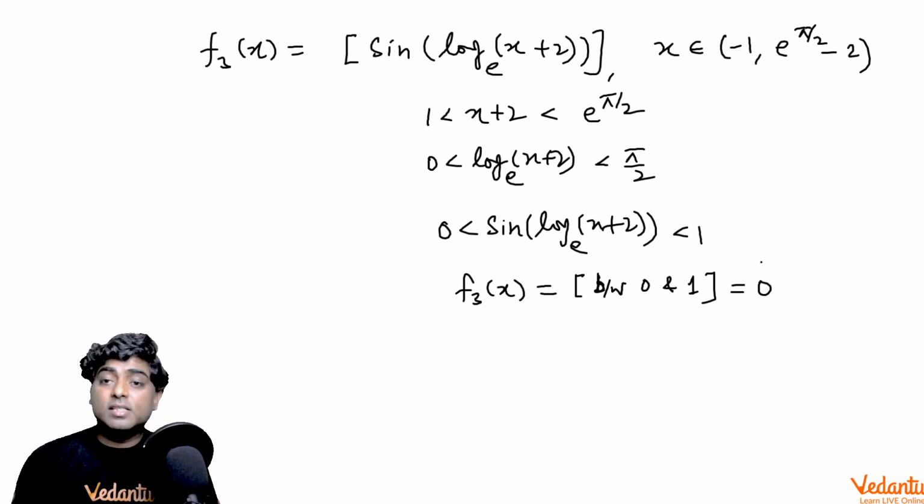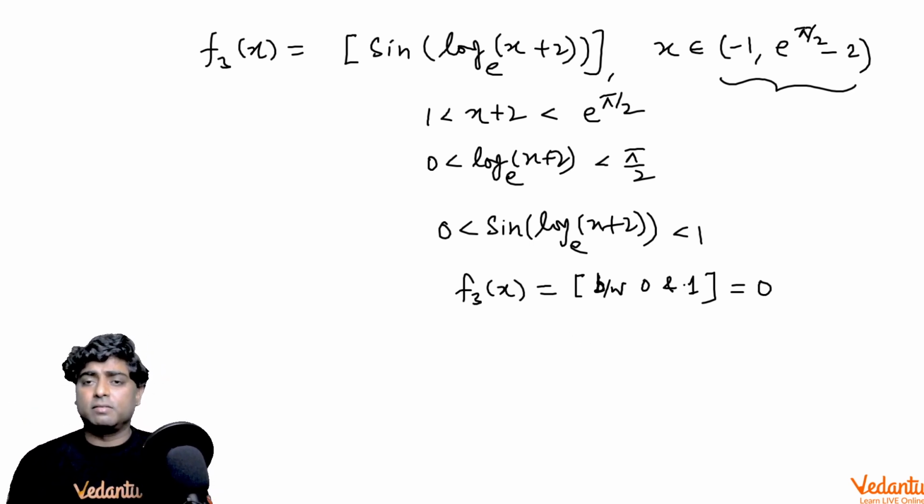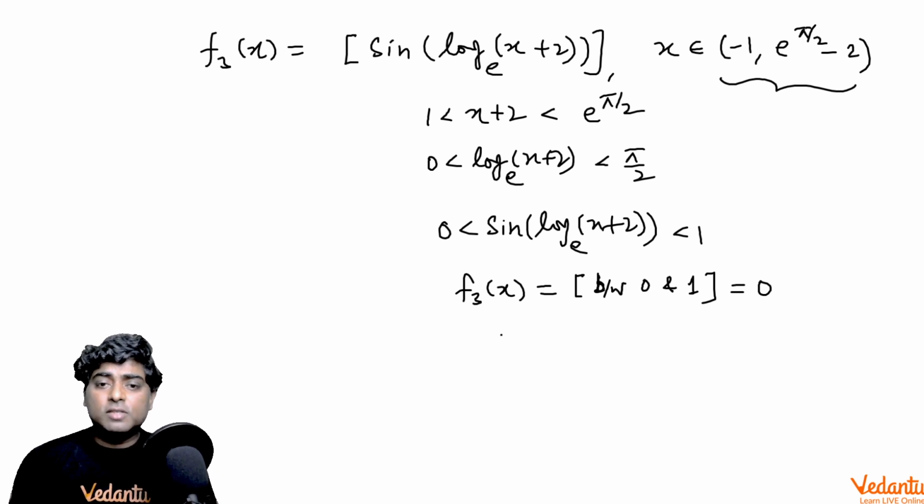So f3(x) is throughout 0 in the interval, and this interval contains x equal to 0. So in fact the function is flat near 0 in the complete given domain. So this function f3(x) is obviously continuous, differentiable.